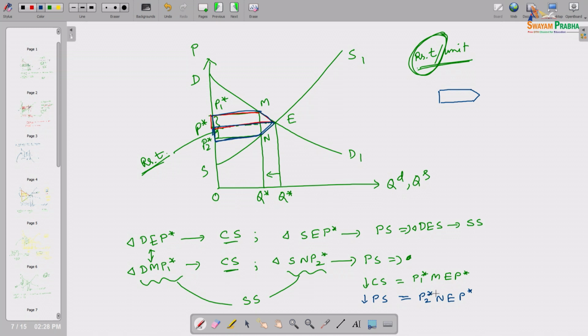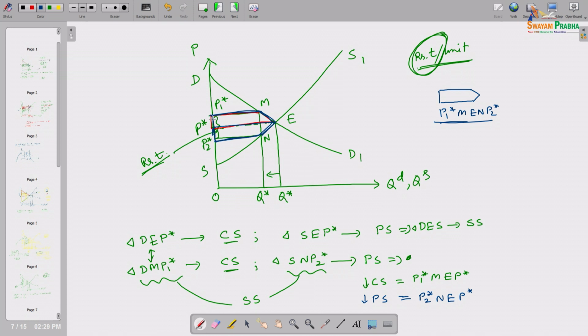Now, look at the fall in social surplus. That area is P1 star M E N P2 star. This area is the total fall in both consumer surplus and producer surplus together.